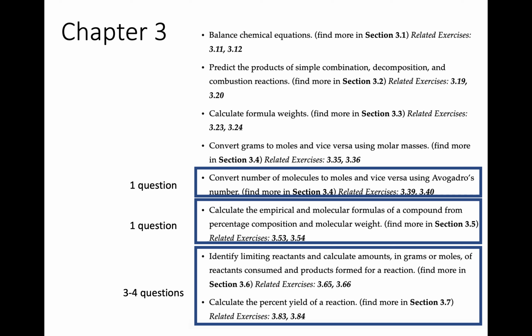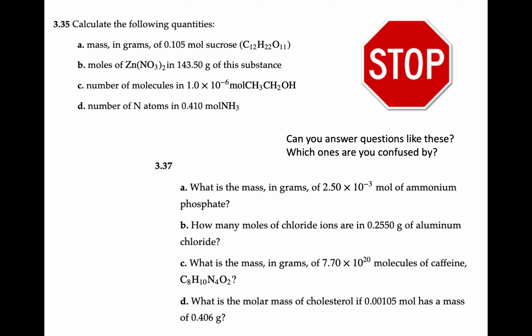I think the real heart of the chapter are these skills at the end. I showed the distribution here for how many questions I would anticipate. Most important is the bottom one where we have a balanced chemical equation and we're applying aspects of stoichiometry. Here are questions where we're converting between things like mass and the number of molecules present. Avogadro's number is relevant here.